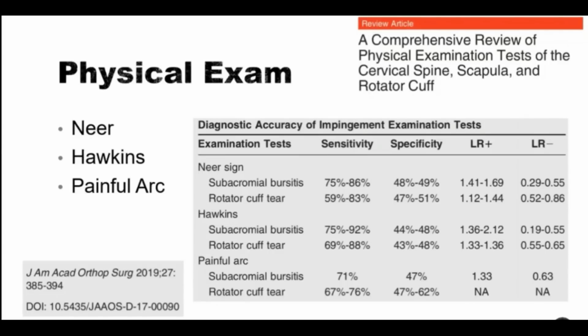And then the Hawkins test is when the arm is forward flexed and then you internally rotate, and it's pain over the anterior aspect of the shoulder. Patients will often have pain in that area with rotator cuff pathology, rotator cuff tendonitis, rotator cuff tears. And painful arc is pain at about 70 to 120 degrees when the arm is being brought up in the plane of the scapula. So those are all important things to make note of.